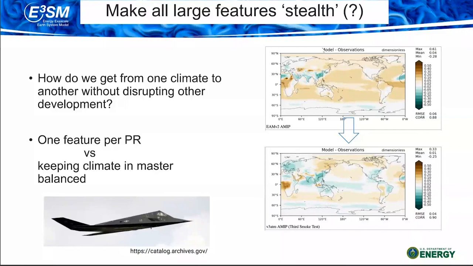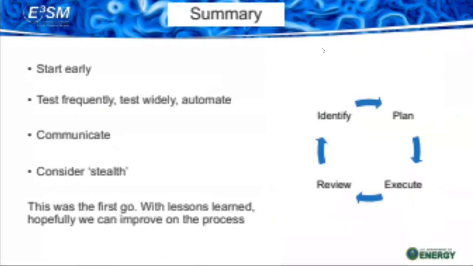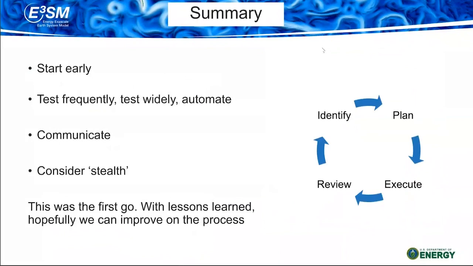What we would have done, I think, if the code review process was already set when we started development, was to make all of these stealth features and then turn them on when we wanted to turn everything on within the V3 atmosphere feature. But I leave this as a question mark, since I know stealth features are actually also harder to test as well. And so that gets me to the summary. Four different lessons: start early, test frequently, test widely, automate, communicate, and consider making many of these large features stealth and then turning them on later.